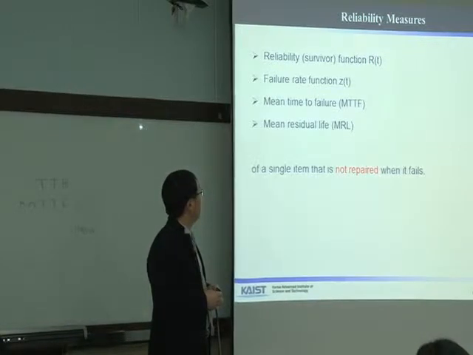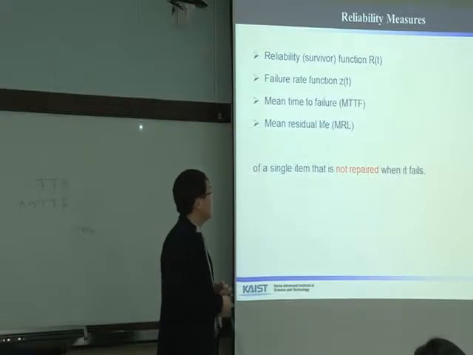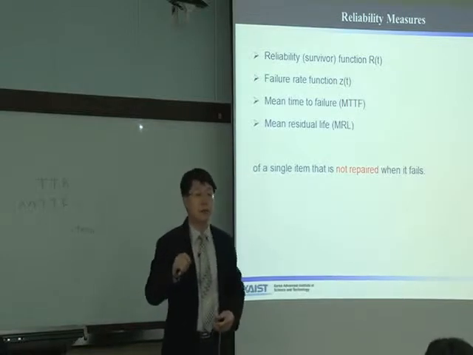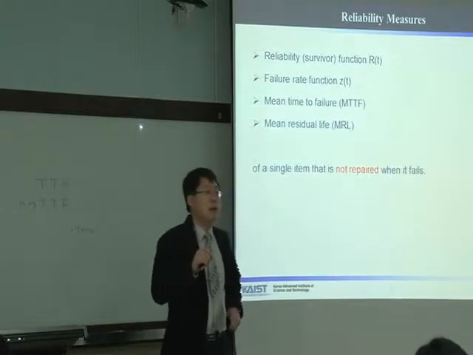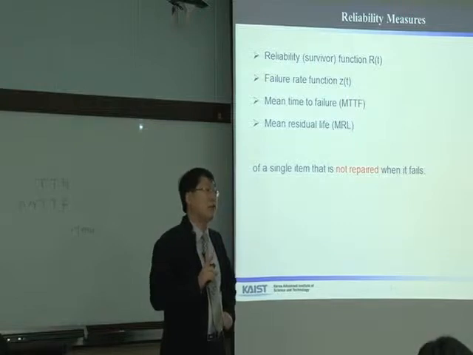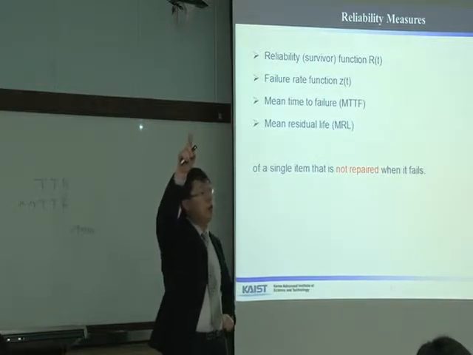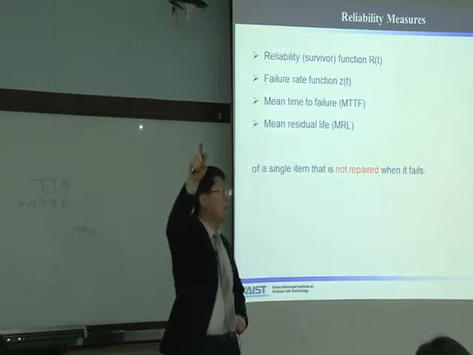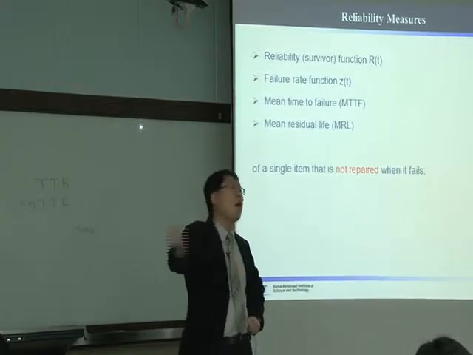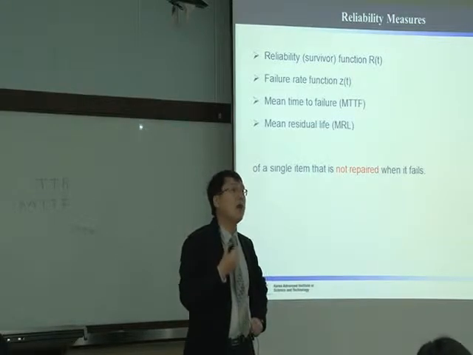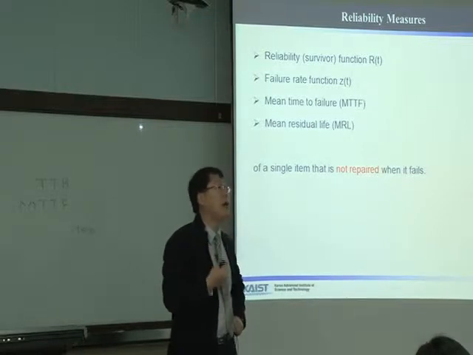Reliability of a single item that is not repaired when it fails. So reliability is applied to the item, and we don't fix the item if it fails. Like an electric bulb, if the electric bulb fails, we just discard it. So we apply the term reliability only to the unrepaired item.